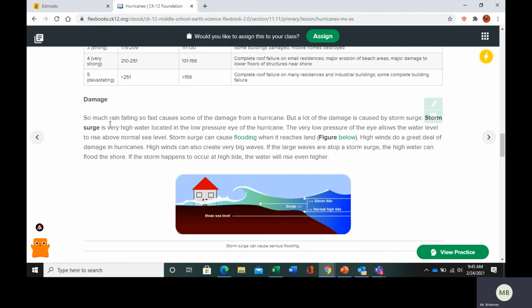In hurricanes, there's a lot of damage. A lot of the damage is going to be caused by what is called a storm surge. And a storm surge is very high water that's located in the low pressure eye of the hurricane. And this is going to allow the water level to rise above sea level. So storm surge can cause flooding when it reaches the land, and then high winds are also going to do a lot of damage because they can create very big waves.